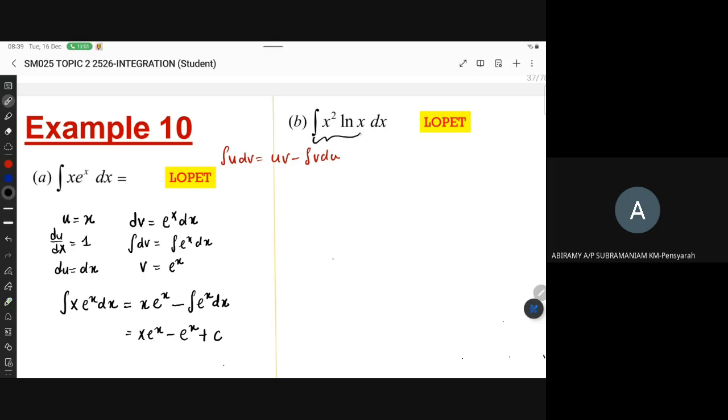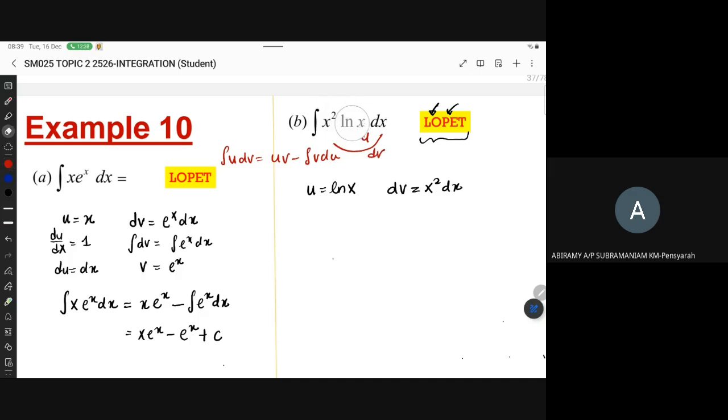Let's say we are given x square ln x. It's important to recognize your u. Between them, x square is a polynomial, ln x is a ln function. Now if we look at the LIPET here, ln comes before polynomial. Therefore, the choice of u is ln x and the other one will be dv. The choice of dv is x squared dx. So the choice of u is ln x, and the remaining will be dv.